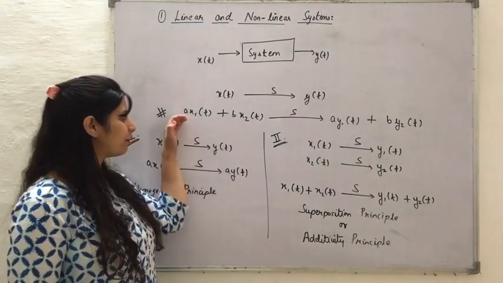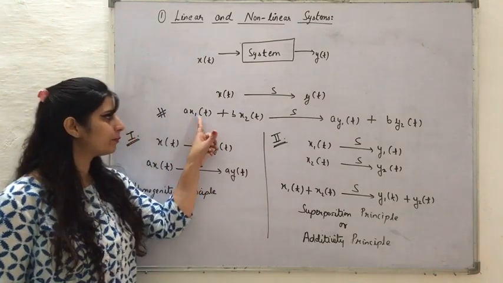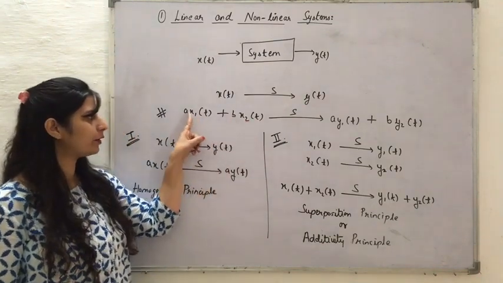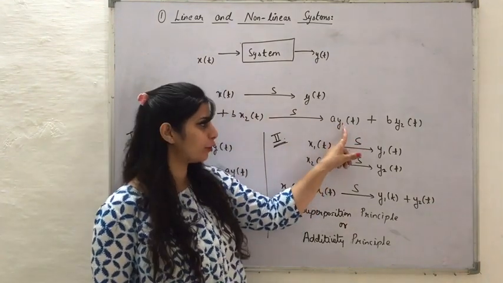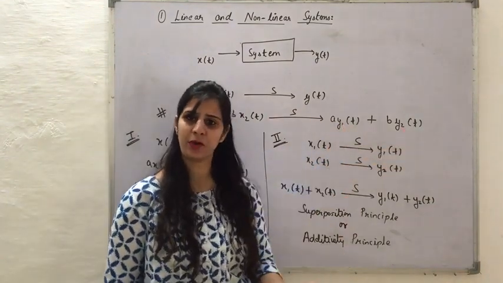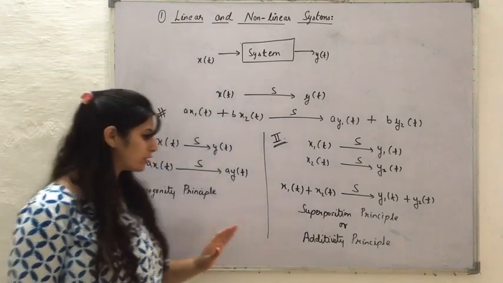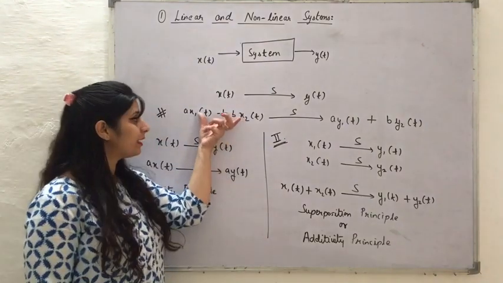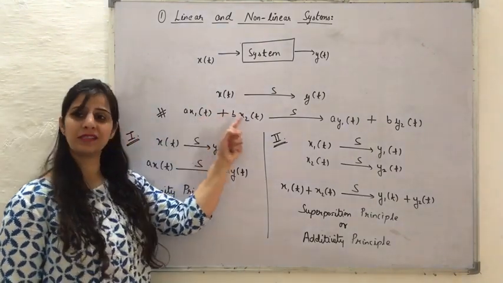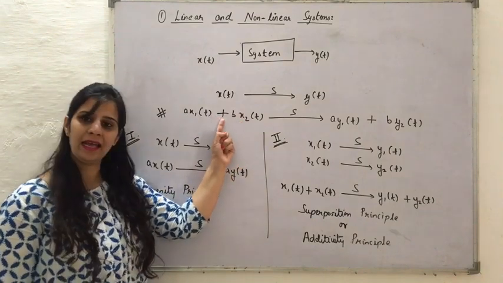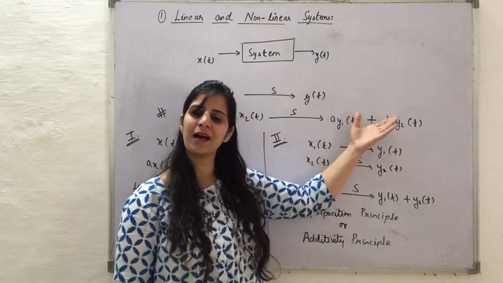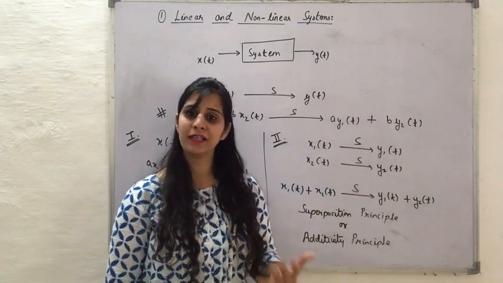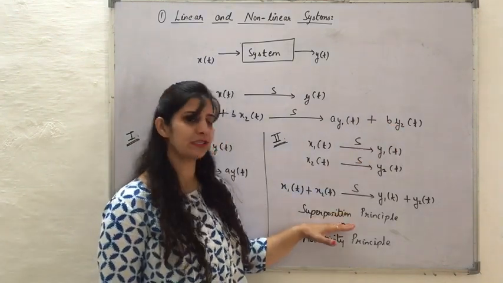So in this statement, what is shown is that the two input signals are multiplied with two different constants. At the output side also, their outputs are multiplied with the same constants. This is to show the homogeneity principle. At the input side, we have superimposed the two signals by this plus sign, and at the output side also, we are getting the output as the sum of the individual outputs. This is to show the superposition principle.